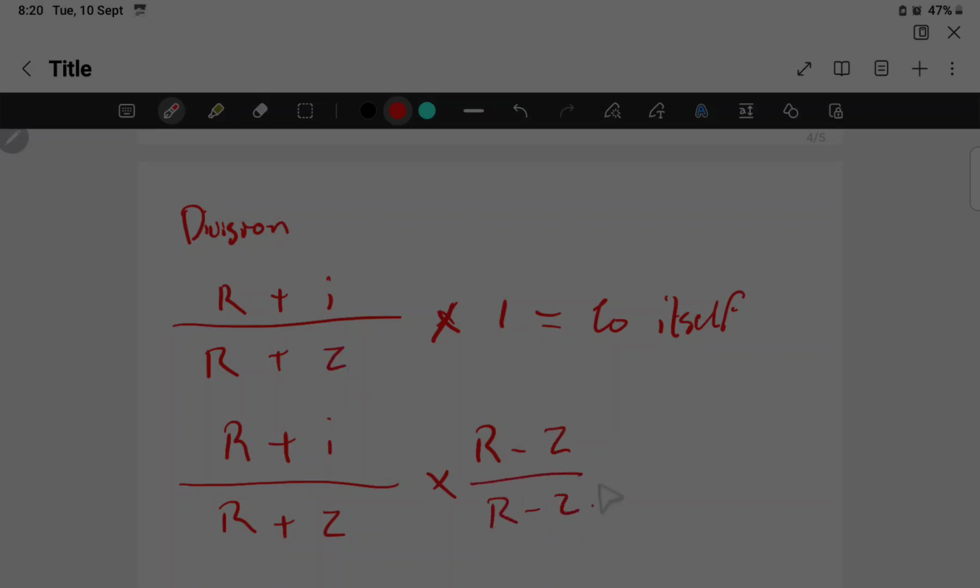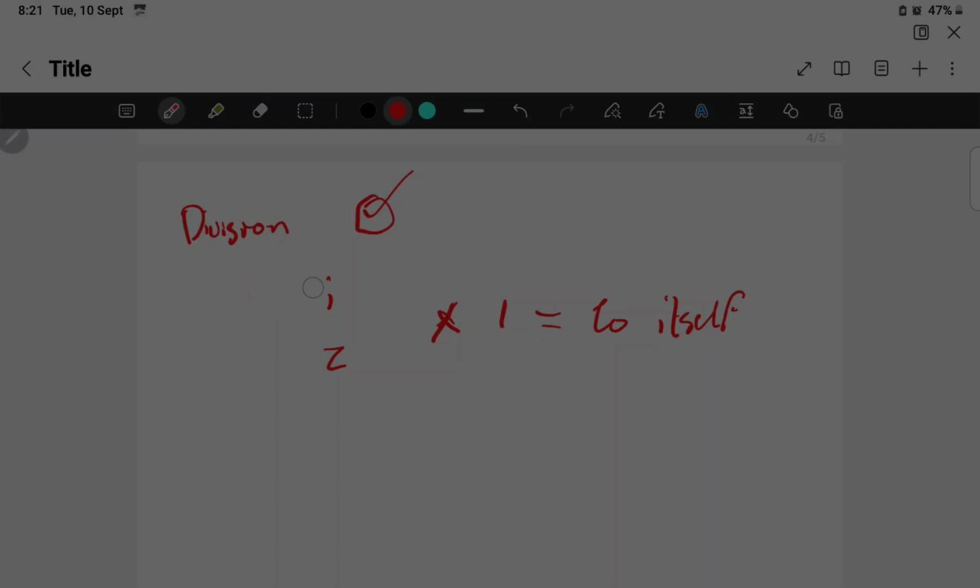Over r minus z. This way we will remove the denominator, right? And that is our goal, to remove the denominator, and then we will be able to solve our division. I did this in the previous class, and also with the calculator. So if you're not sure, you could see the notes about division, addition, subtraction, and multiplication of complex numbers.